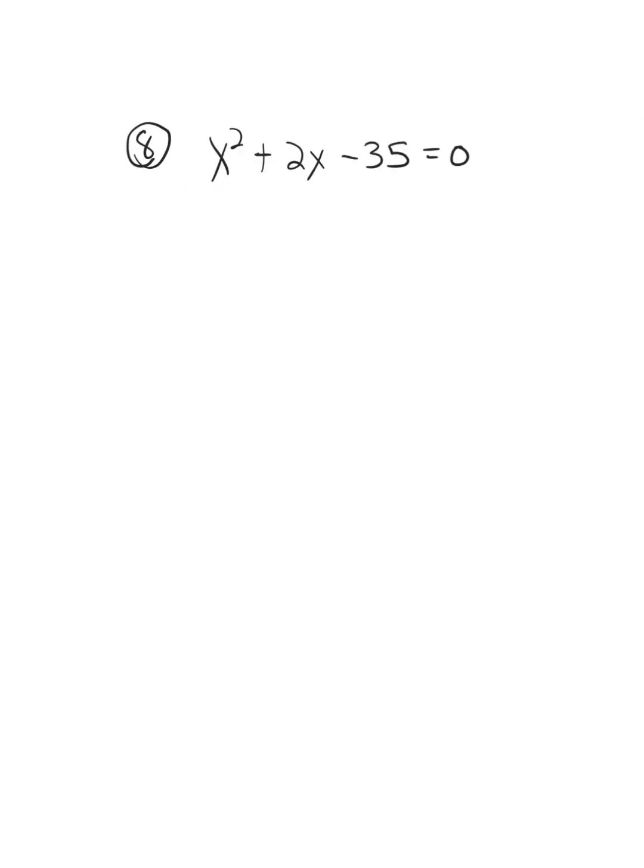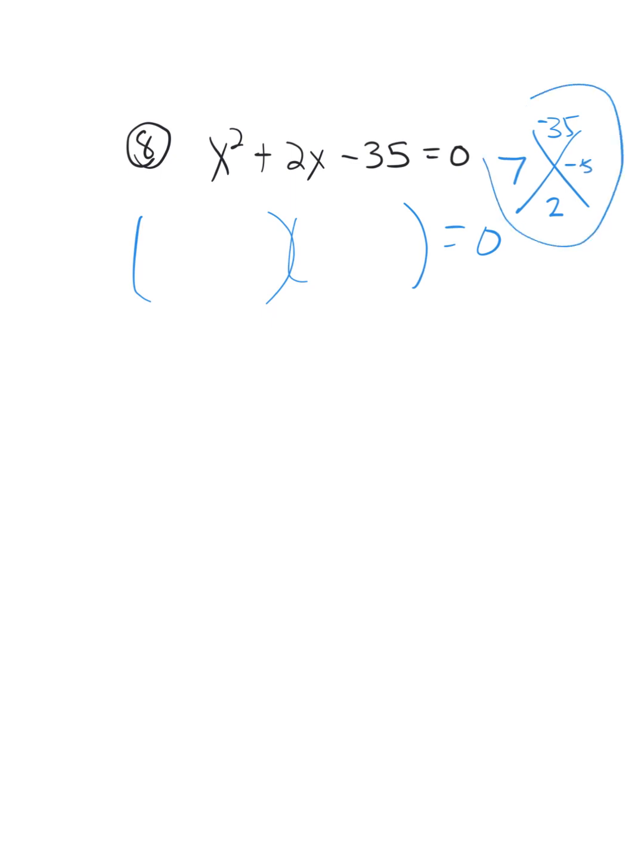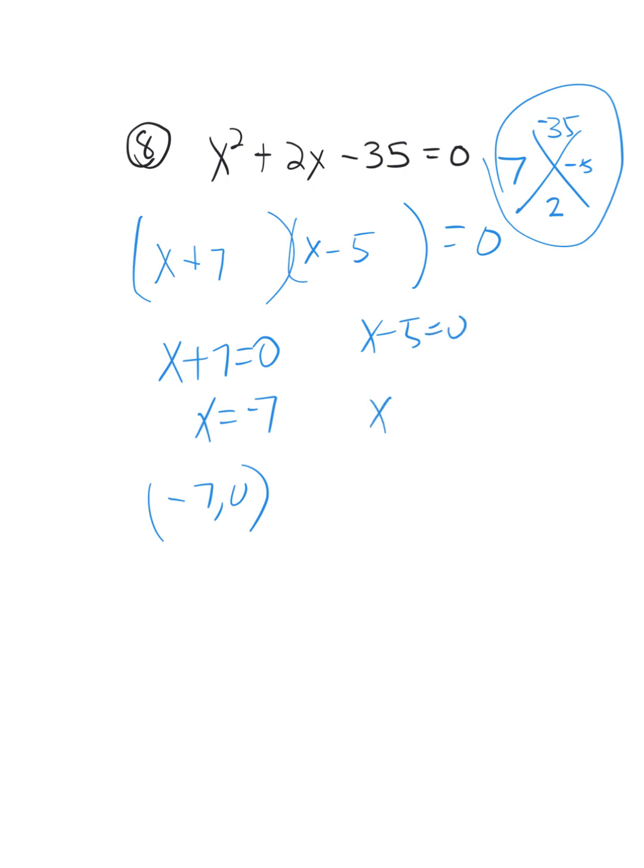All right, looking at this one, it's already set equal to 0. You don't have to put the x down if you don't need to, because in my head I already thought, do I need two numbers that multiply to negative 35 and add to 2? That's going to be a positive 7 and a negative 5. So remember that this just helps you organize your thoughts. Don't need to show it if you don't need it. This is our factored form here, and now we're going to set these equal to 0 and solve for our intercepts. So we have an intercept at negative 7, 0, and then we have an intercept at 5, 0.